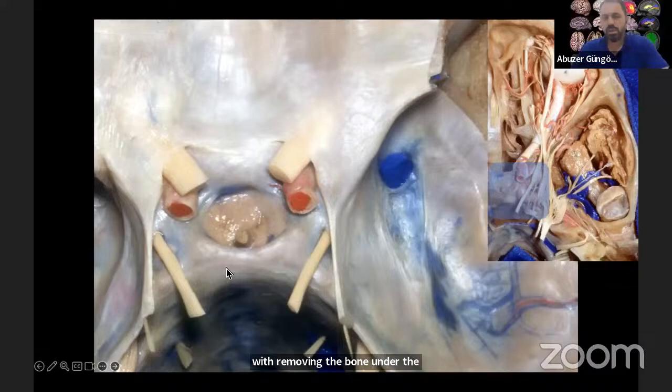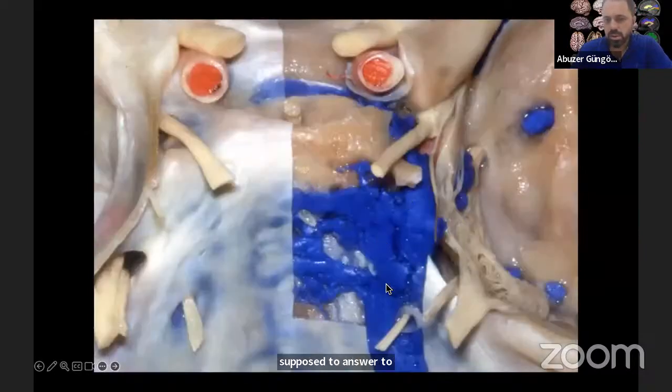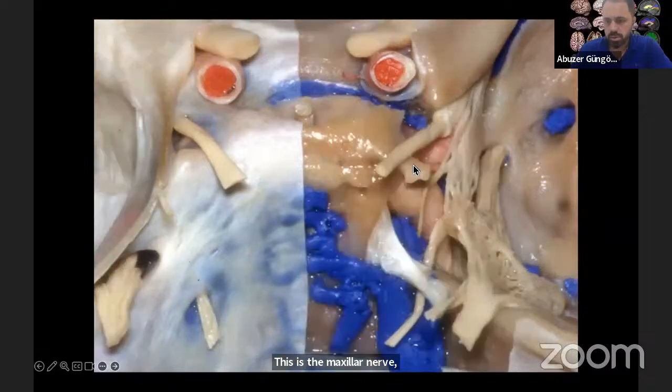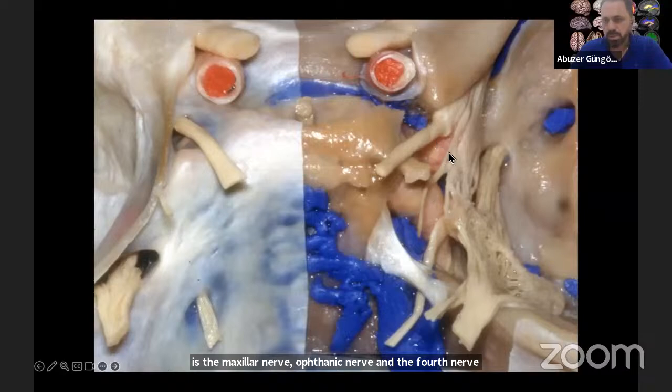And we are looking from posterior to anterior to see the cavernous sinus and related structures. As you see, this is the cavernous sinus, and this is the sixth nerve located medial to the cavernous sinus, and these are the nerves located lateral to the cavernous sinus. This is the maxillary nerve, ophthalmic nerve, and the fourth and third nerves located there. And this is the cavernous carotid artery segment.